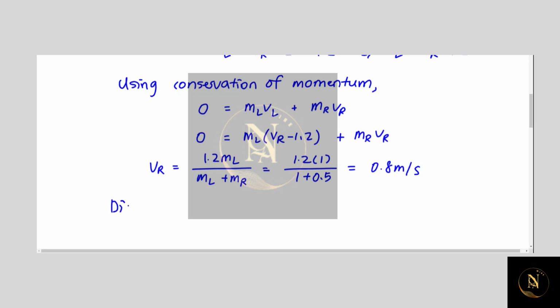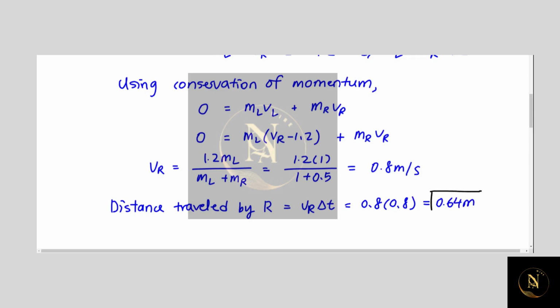So the distance traveled by R is equal to the speed of R times delta t. 0.8 times 0.8 is equal to 0.64 meters. So this is the answer for part B, and that's all for this question.